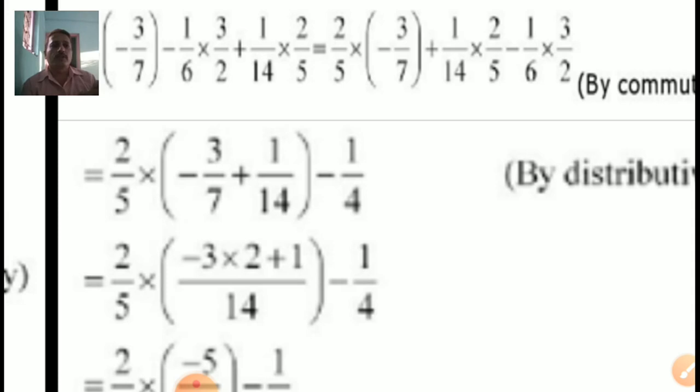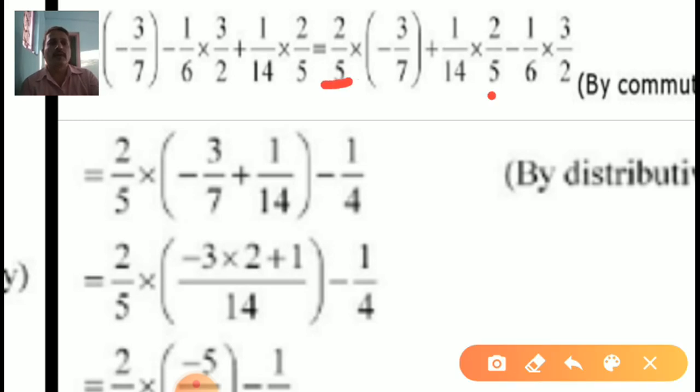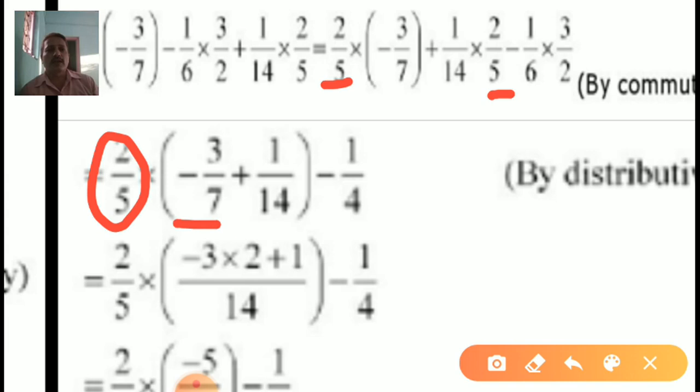By the distributivity property, I want to take one common number out of both numbers. Yes, that's 2 upon 5. Yes, student, 2 upon 5 is here and 2 upon 5 is here also. I took out 2 upon 5 from both numbers. Out of the first number, minus 3 upon 7 is left, and plus 1 upon 14 from the second number. And the third one, can you find what the third relation is?